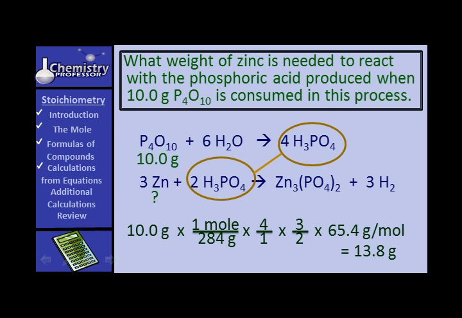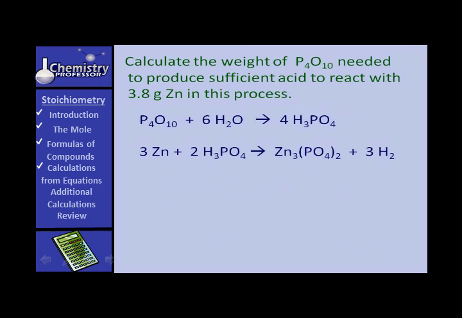Now look at this very carefully. Be sure you understand how we made that transition. In this problem, we're starting out with 3.8 grams of zinc. And we want to find the weight of P4O10 that's going to be needed to produce enough acid, produced here and consumed here, to react with that 3.8 grams of zinc.